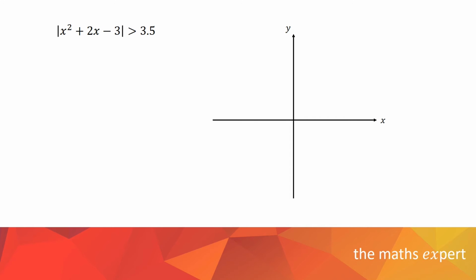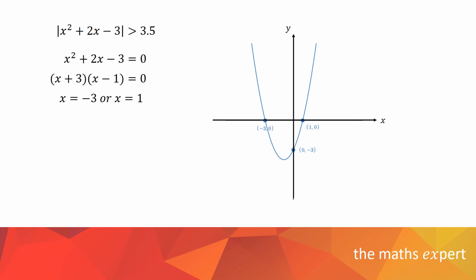In the next example, I know this is not a rational function, but it highlights why the sketch is so important. First of all, I will find the x-intercepts of the quadratic, and I know the y-intercept is negative 3, so that I can sketch the graph.